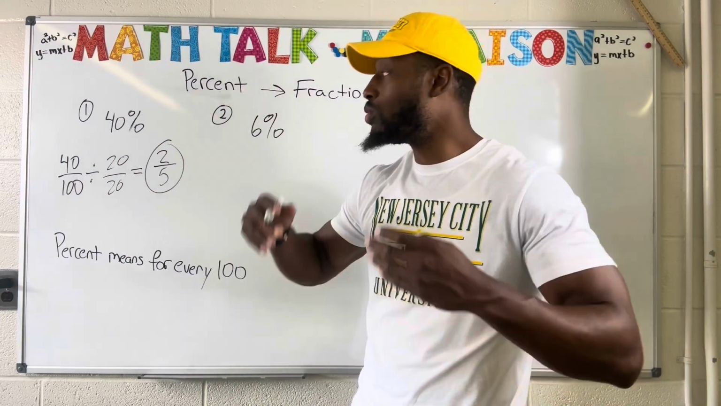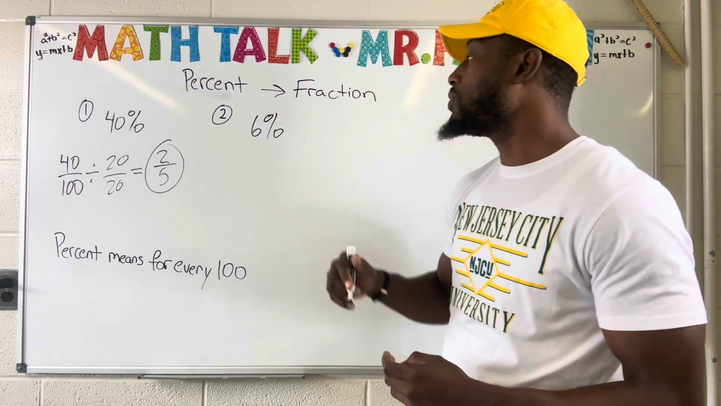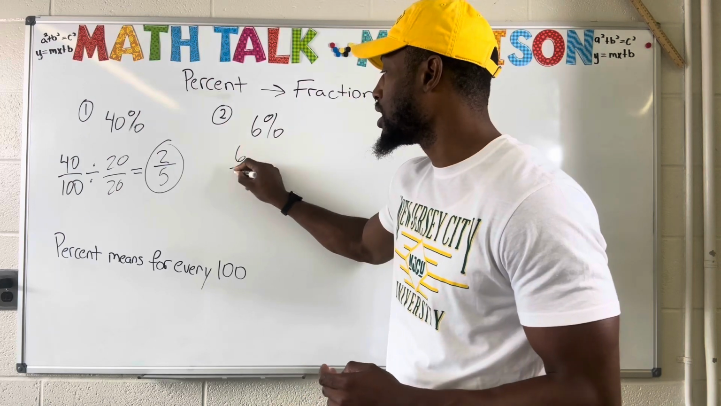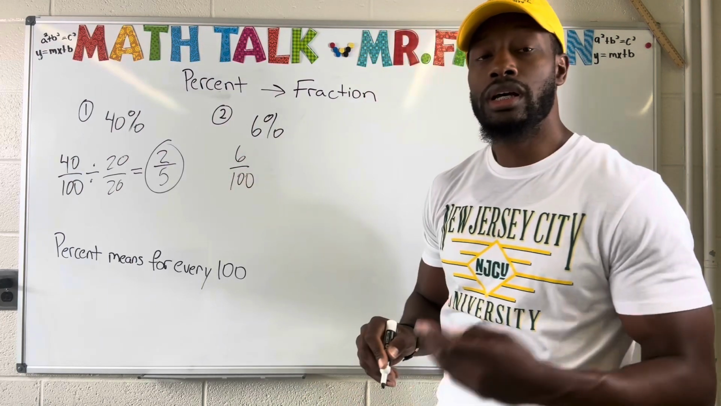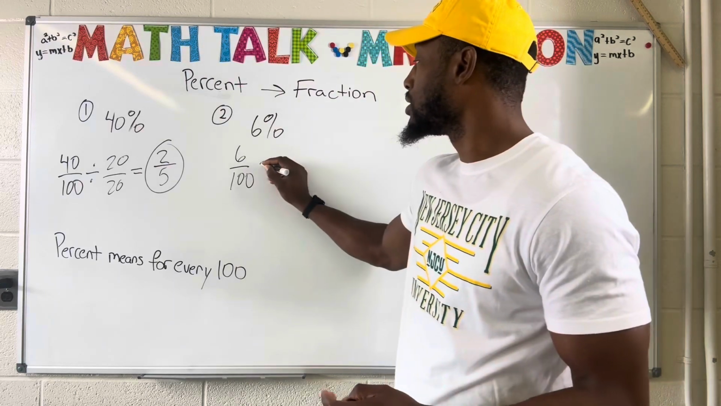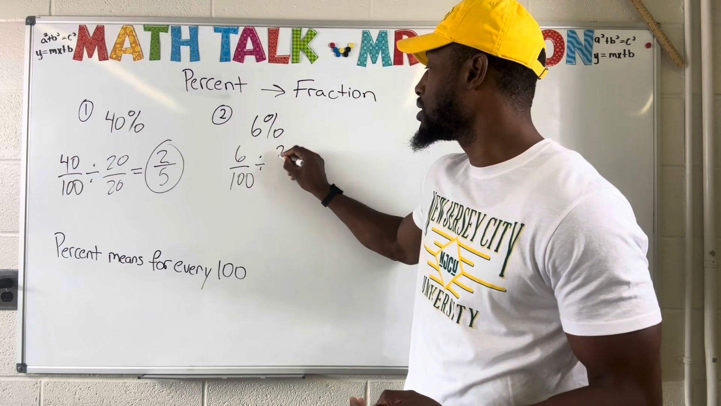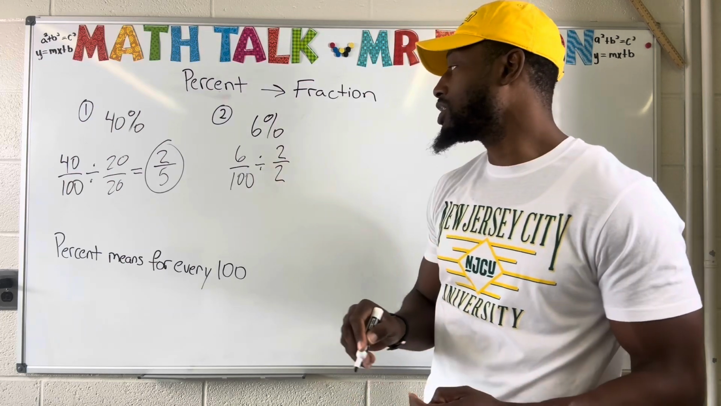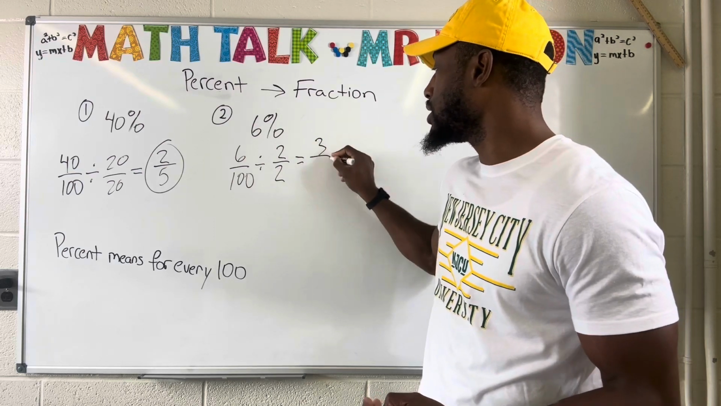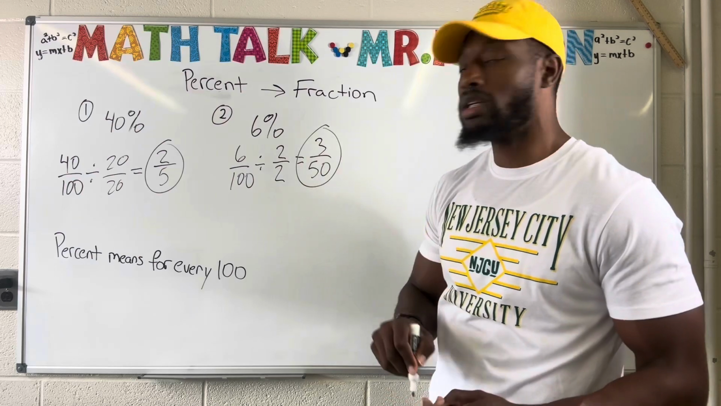Now we know when we see some of these problems that we're going to have to actually reduce some of these. So we look at this one right here, we have 6%. Same thing, we know to be 6 over 100. The thing is, we can actually reduce this though. My GCF of 6 and 100 is going to be 2. 6 divided by 2 is 3. 100 divided by 2 is 50. That would be my answer.